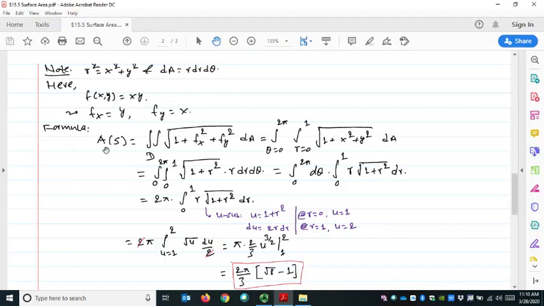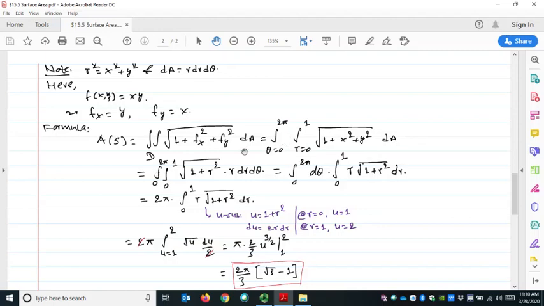Then by the formula, surface area equals the double integral over plane region D of the radical of 1 plus the partial derivative of f with respect to x squared plus the partial derivative of f with respect to y squared, times the area element dA. Then let's convert this plane region D to polar coordinates, which is theta 0 to 2 pi, r 0 to 1, then under the radical 1 plus x squared plus y squared times dA.